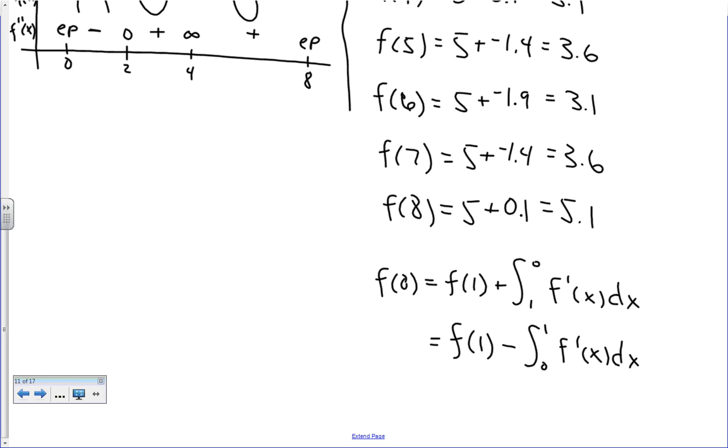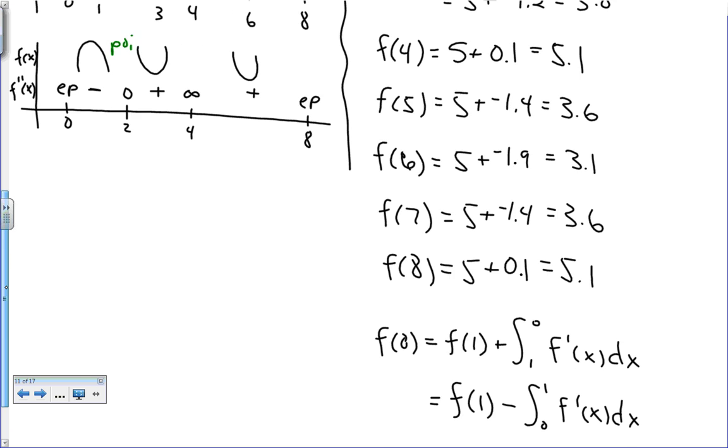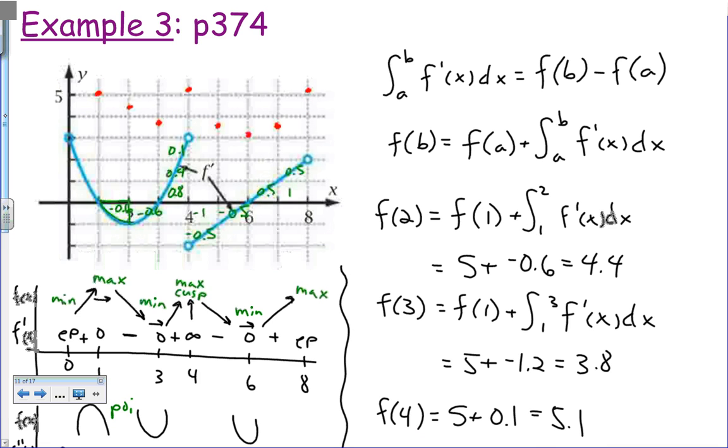So I need to take f of 1, which is 5, and subtract this value. So let's find out what the integral from 0 to 1 is equal to. And actually, it looks like there's some symmetry here. So we've already calculated these here. This is 0.8, this is 0.4, and this we said was 0.1. So that's going to be 1.3.